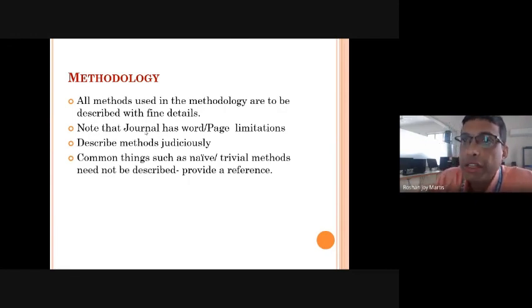A journal has word and page limits. Whatever you write should fall within that many words or that many pages. Methods need to be described judiciously, in the sense you don't describe too much, nor too little. Write how much is required for your application. And whenever you write papers, you need not give existing things.